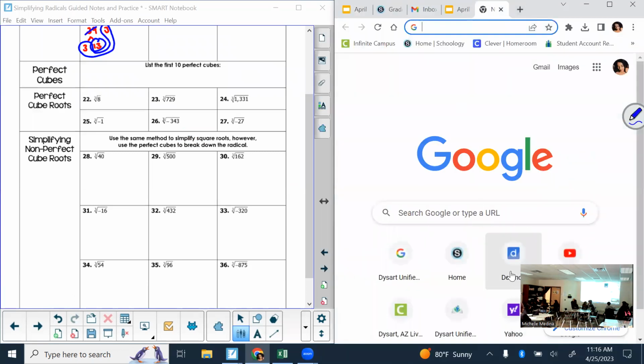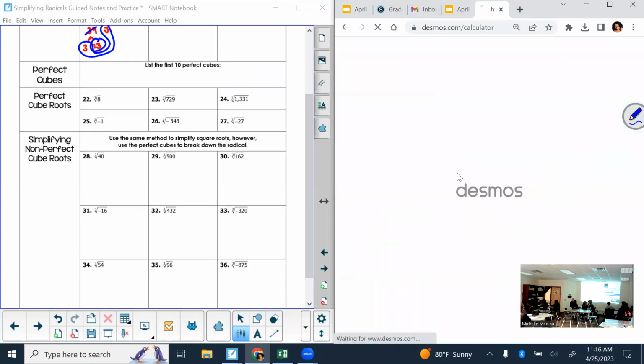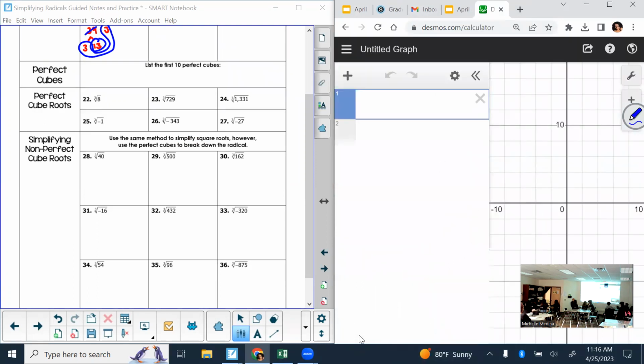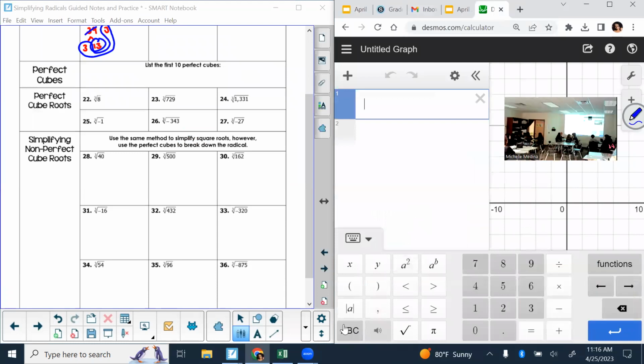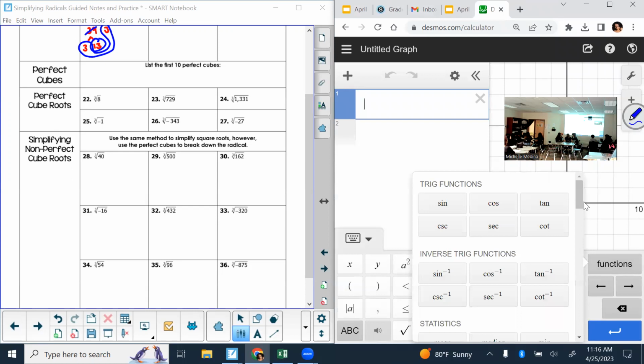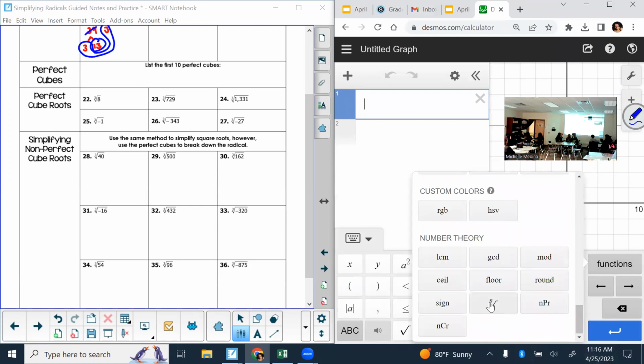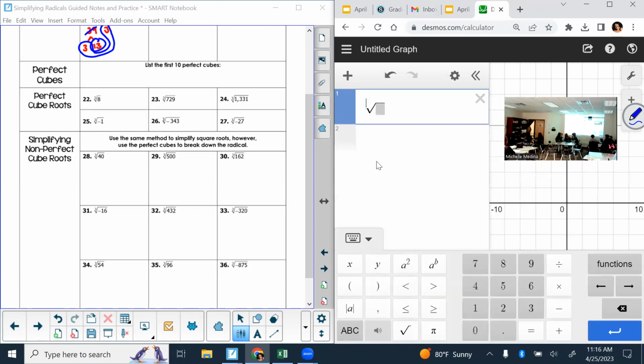But in your calculator, all scientific calculators have a button where you can put in a number for the index. On Desmos, you could press functions, scroll all the way down, and this is the button. It has an N and a square root symbol, and then it lets you type in. So if I want to find the cube root of 8, I know that that's 2. So 2 cubed is 8, so the cube root of 8 is going to be 2.